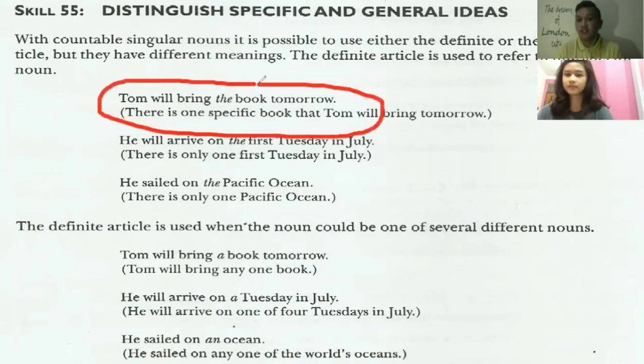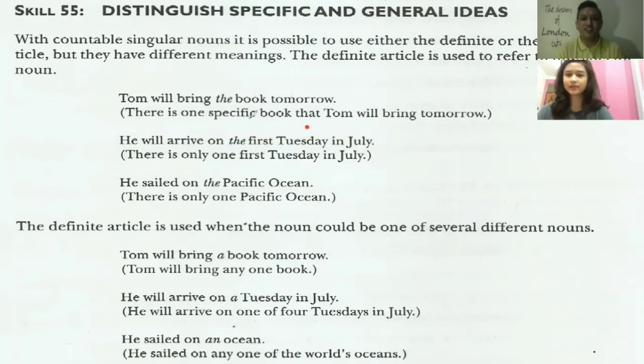The first sentence: Tom will bring the book tomorrow. We're using the article "the." Do you know which book Tom will bring tomorrow? Yes. Okay. How many books do you think Tom will bring tomorrow? One. Okay. Good.